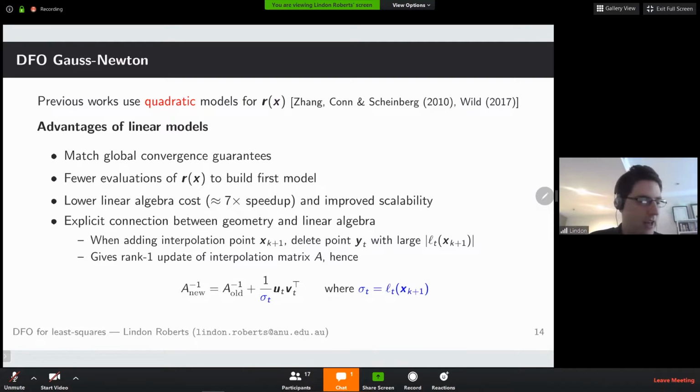So you get a rank 1 perturbation u v transpose with a constant term 1 over sigma coming in. And it turns out when you do this in the linear case, this sigma is exactly the value of the i-th Lagrange polynomial, the point you're deleting, evaluated at your new interpolation point. So there's a very explicit connection. You can see if your Lagrange polynomial is large, then your sigma is going to be large, and you're going to avoid a large blow up in your inverse. So there's a very explicit connection that you get there.